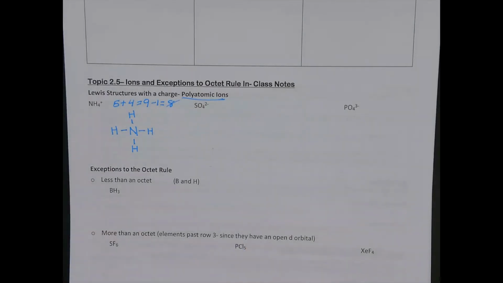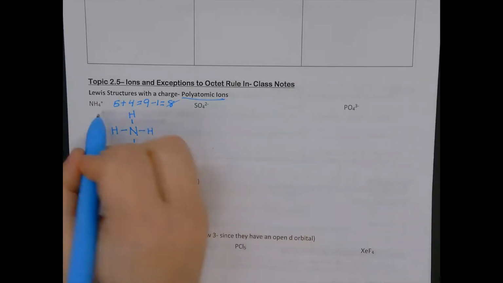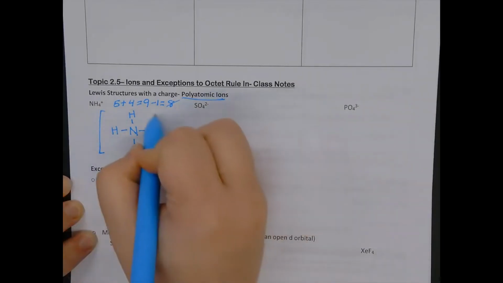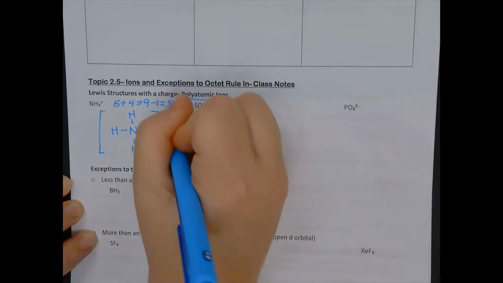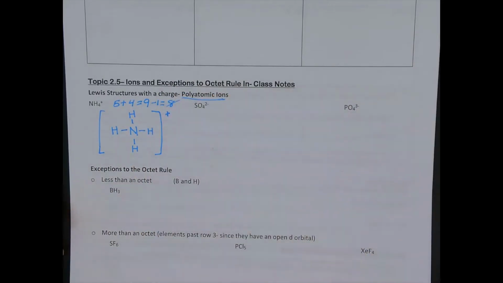Now the last piece to these ones that we need to show is that this thing has more or less electrons than you would expect it to have. It has a charge to it. So the way we do that is we put it in brackets, and then we show the charge on the outside. So we say, hey, this thing right here has a positive charge. It has lost an electron. So if you're adding up the electrons, you should know there's 1 less than you would expect. We need to indicate that.